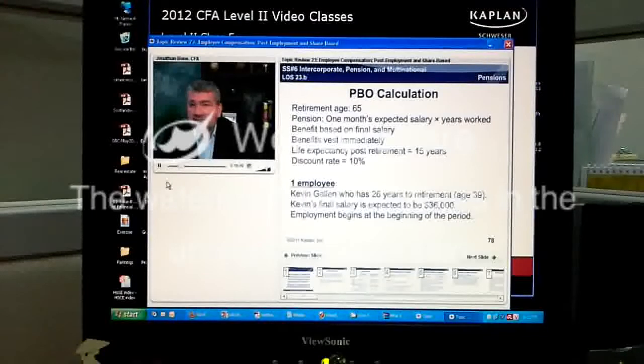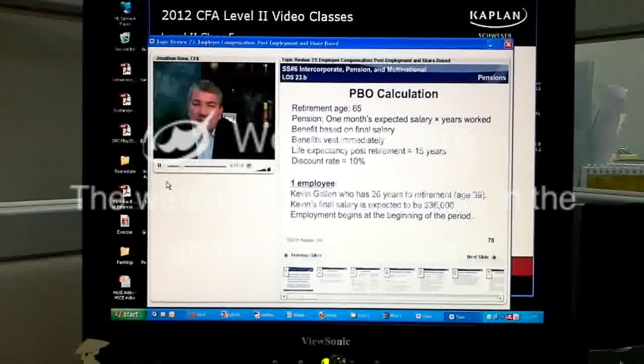Employees' benefits vest immediately. All that means is you're entitled to full benefits as soon as you start working. With some schemes, you need to work a number of years before you're entitled to pension benefits. Our actuaries believe our employee was likely to live for 15 years post-retirement, and they've chosen a discount rate equal to 10%. To keep it simple, our pension contains one employee. You can see we have Kevin Gallen here, who's got 26 years to retirement, so he's currently aged 39. Remember, he retires at 65.